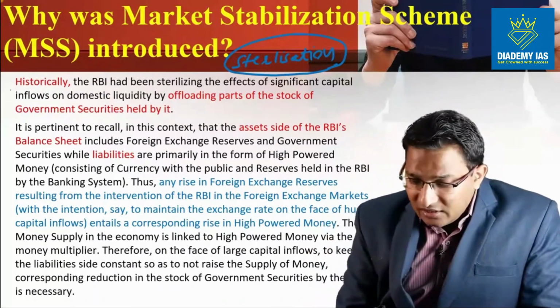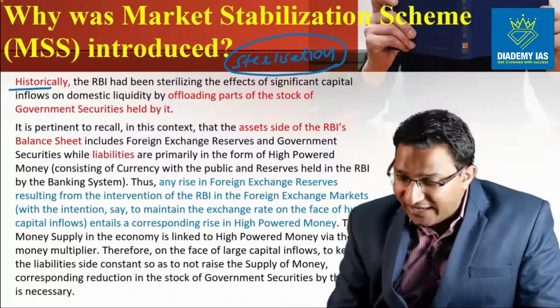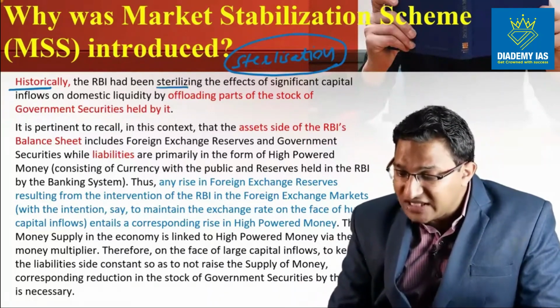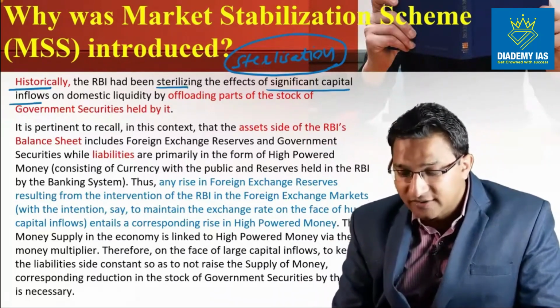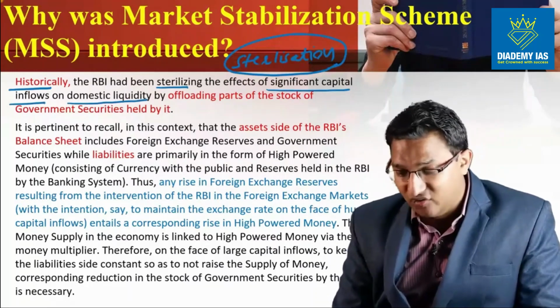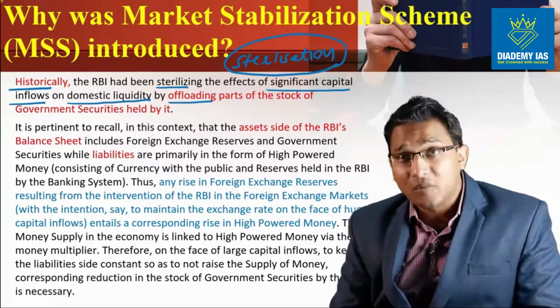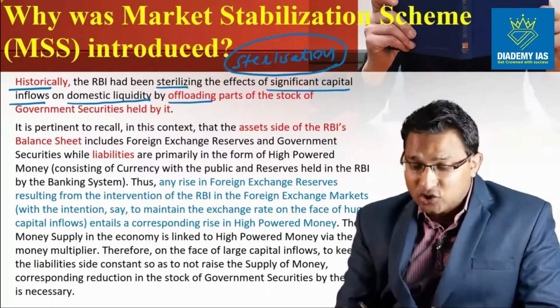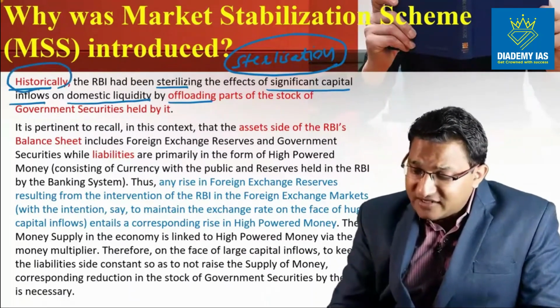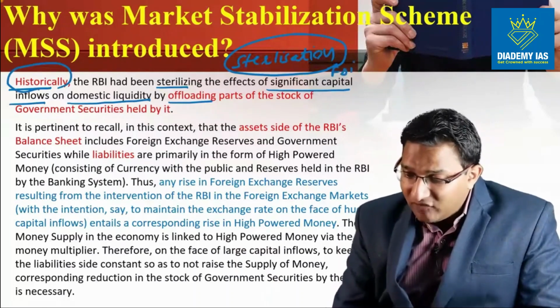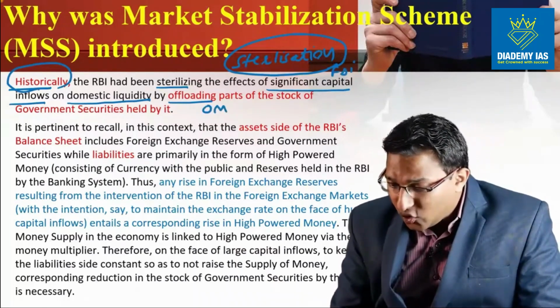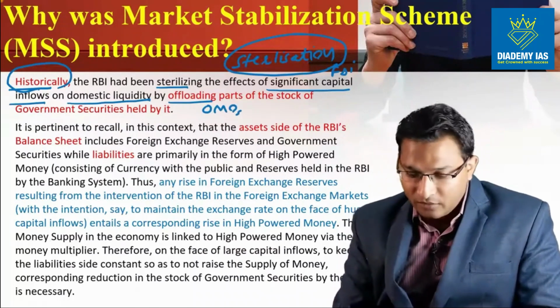So historically, RBI had been sterilizing the effects of significant capital inflows on the domestic liquidity by offloading parts of the stock of government securities held by it, right? So historically, whenever there was excess FDI, the government will use the open market operations mechanism.